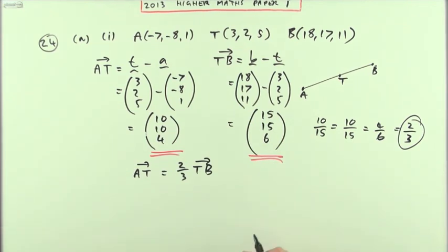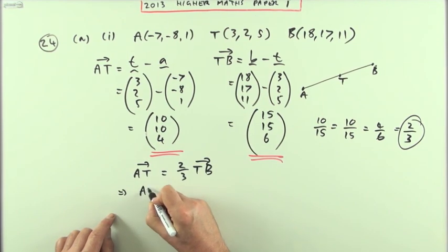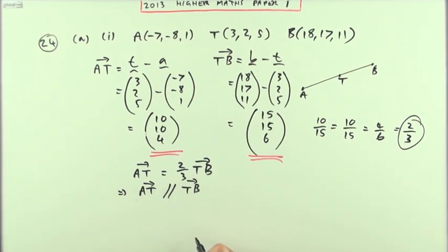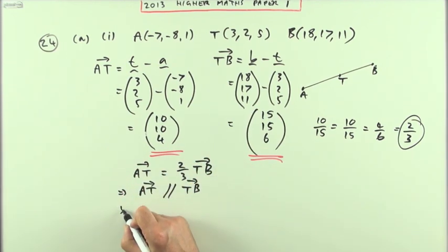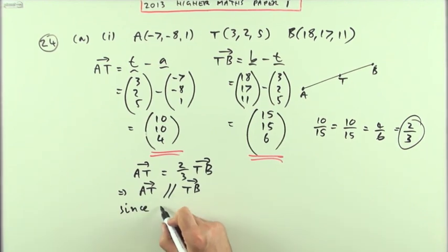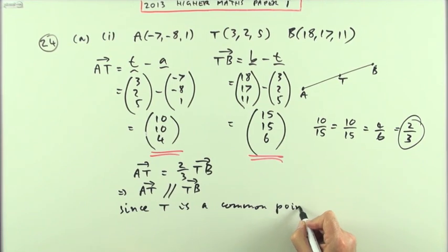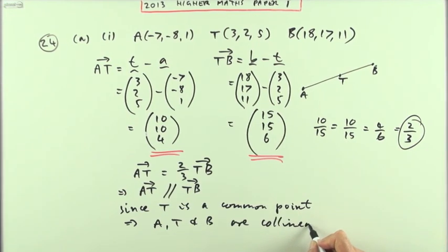Then I just have to go through all that business. If one vector is a multiple of another vector, that means that they're parallel. That means that AT is parallel, you can write that in words if you like, to TB. That's not enough to prove they're collinear. Vectors can be parallel without actually joining. So the next part would be you'd have to make a statement, since they're joined at T, since T is a common point, that means now that A, T and B are collinear.